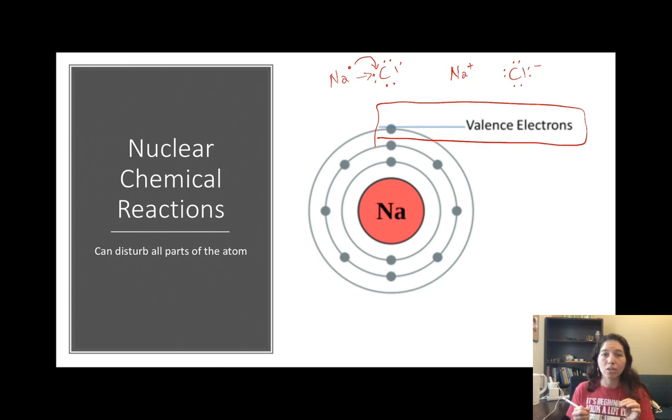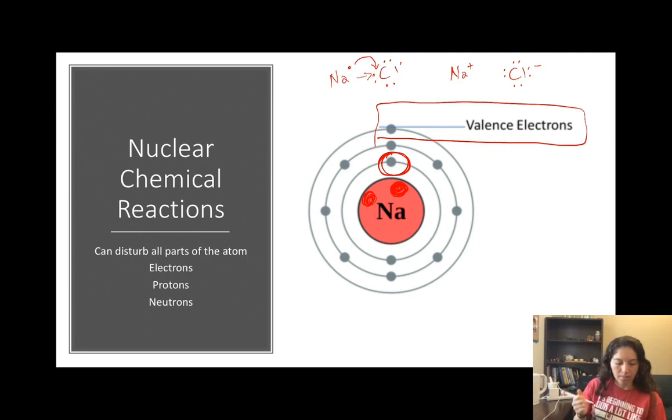Nuclear chemical reactions don't act this way. They can pull electrons from interior electrons. They can pull protons from the nucleus. They can pull neutrons from the nucleus. So they kind of get in there and shake everything around in the atoms, which causes a very unique reaction. So nuclear chemical reactions can disturb all parts of the atom, electrons, protons, and neutrons, as opposed to normal chemical reactions where we're only seeing valence electrons react.